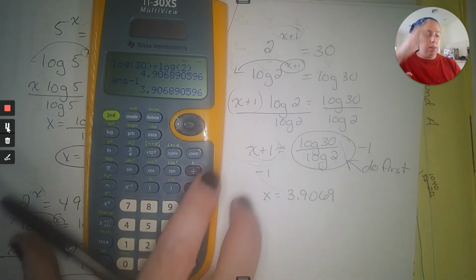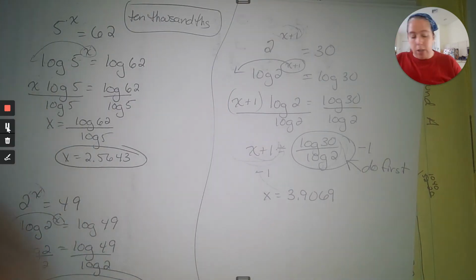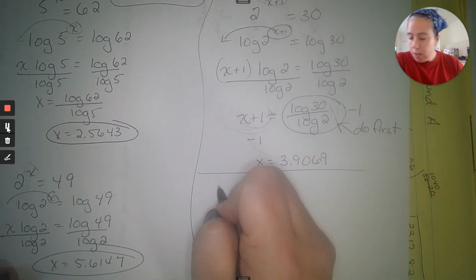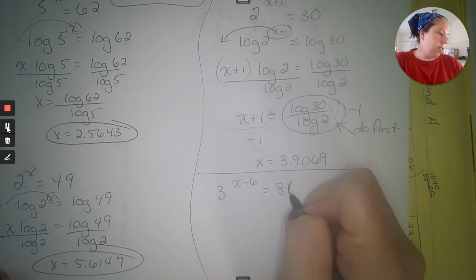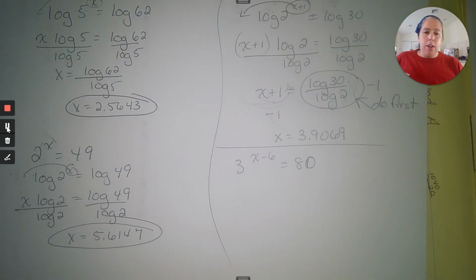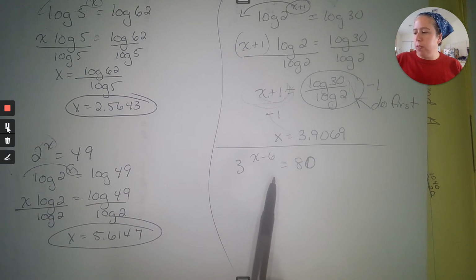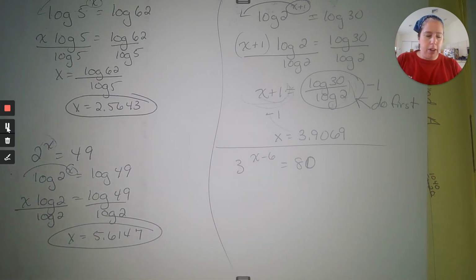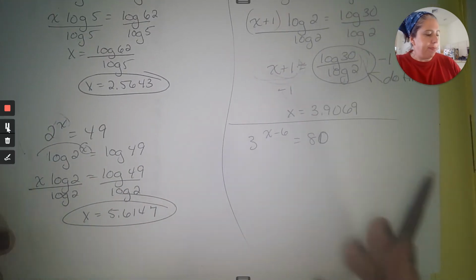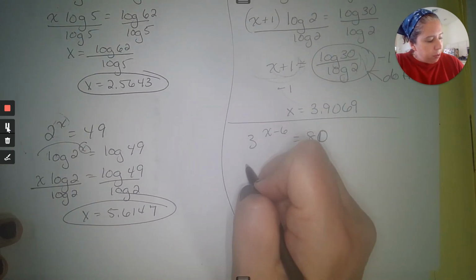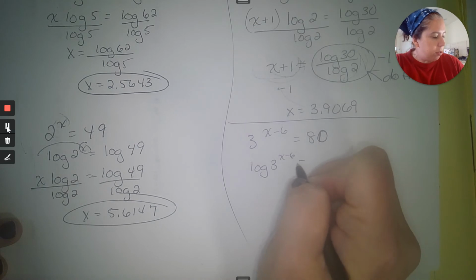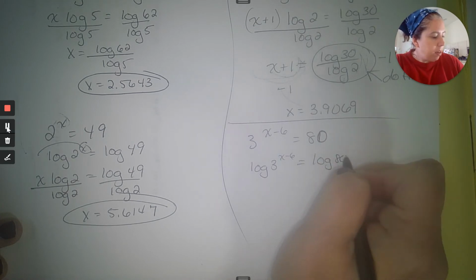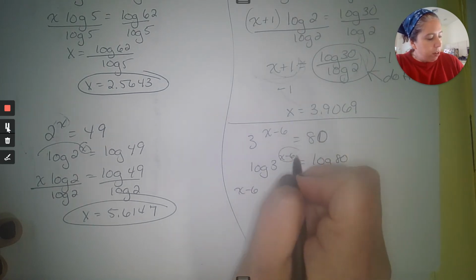Okay, so now, so try this one. 3 to the x minus 6 equals 81. Actually, let's make it 80. All right, so give this one a shot on your own. Pause the video. Work it out. Okay. All right, here we go. So we got log 3 to the x minus 6 equals log 80. Drop it down to the front.